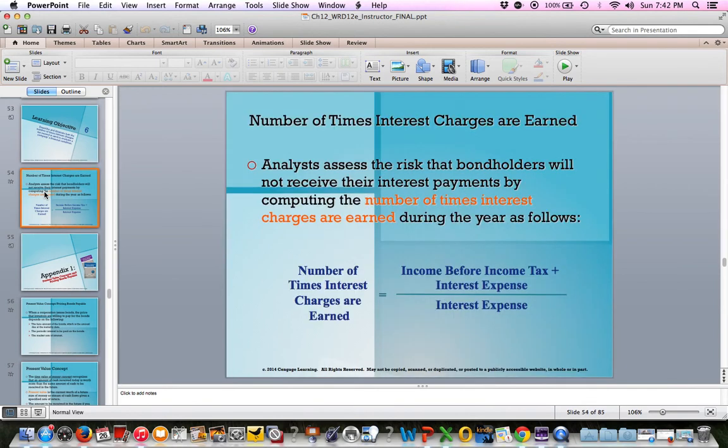Next we'll talk about times interest earned, a very common ratio that you look at basically to determine the ability of a business to repay its bondholders or note holders. So basically you're looking at your income before income tax plus interest expense. So your income before tax, add interest expense to that, then divide that by interest expense. And the greater that number, the more ability you have to repay your interest expense.